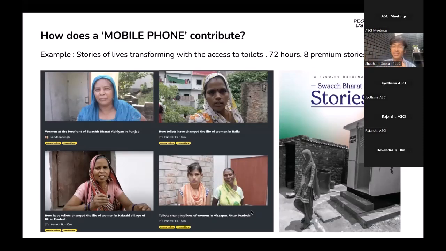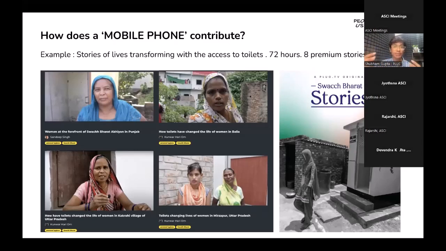And we got such heartwarming small case studies, small stories from different parts of India, from a small place in UP, to a small district in Punjab, to a small village. Small things, small villages. We got such great case studies about how a single toilet can change people's lives, what is happening, what was happening before. So in 72 hours, we got 8 premium stories.